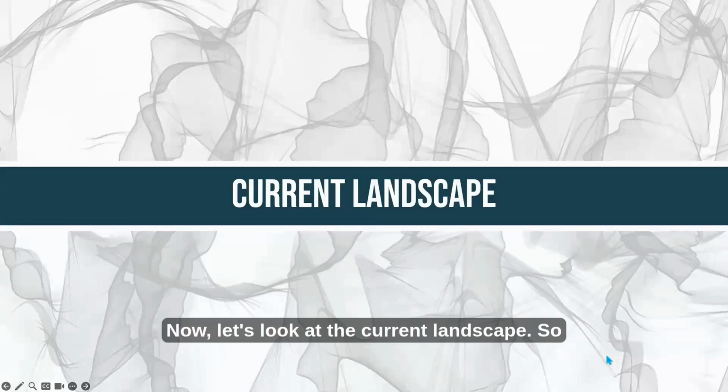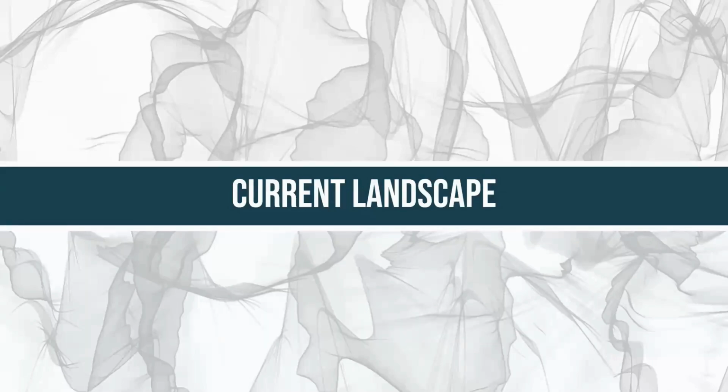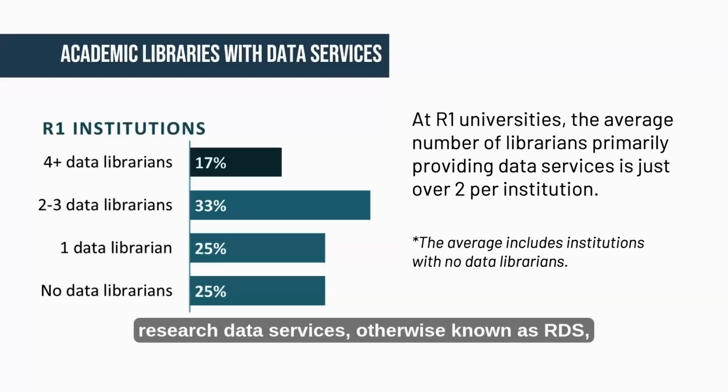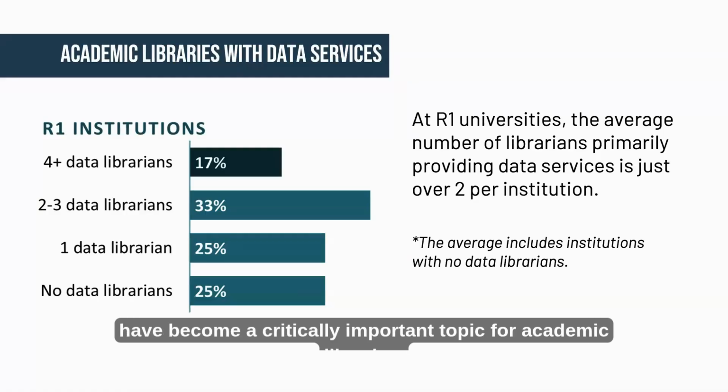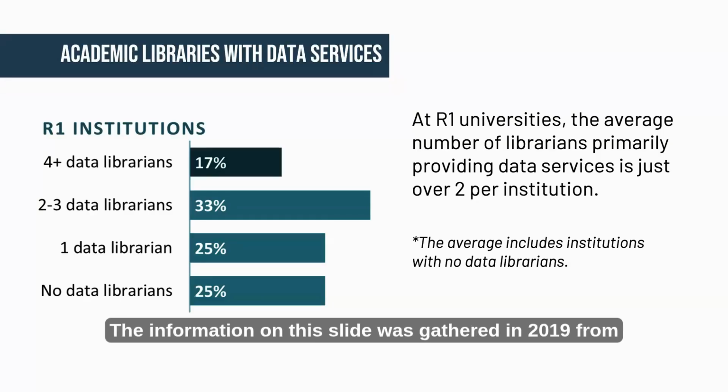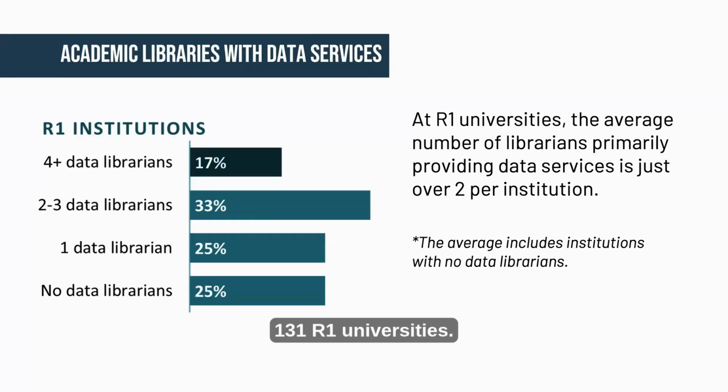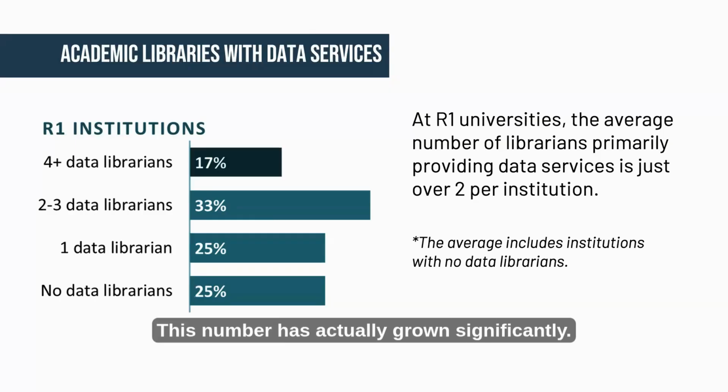Now let's look at the current landscape. So research data services, otherwise known as RDS, have become a critically important topic for academic libraries. The information on this slide was gathered in 2019 from 131 R1 universities. This number has actually grown significantly.